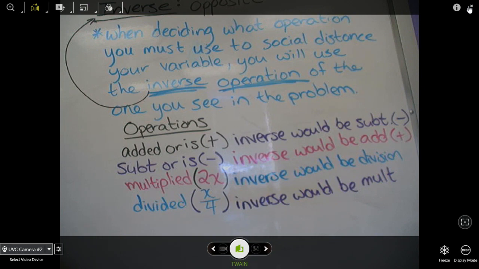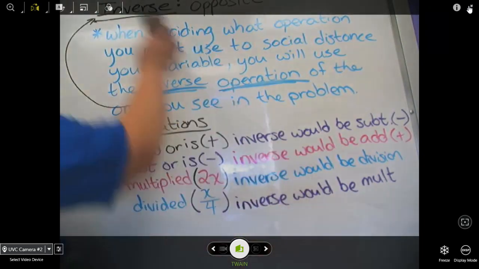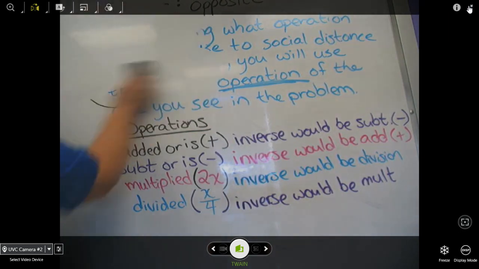All right. So that's what we mean when we say we're going to use the inverse operation. If something's being added, we're going to subtract. If something's being subtracted, we're going to add. If something's being multiplied, we're going to divide. If something's being divided, we're going to multiply. All right? So now let's put that into the works.